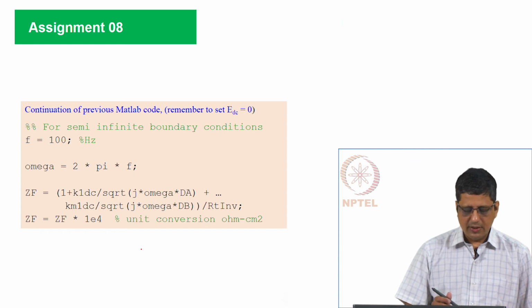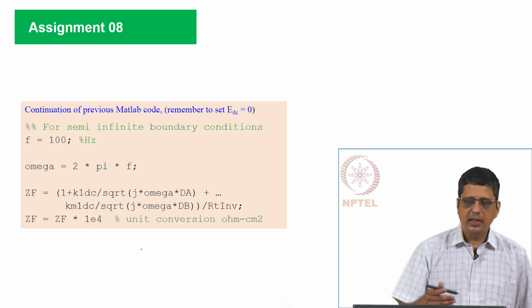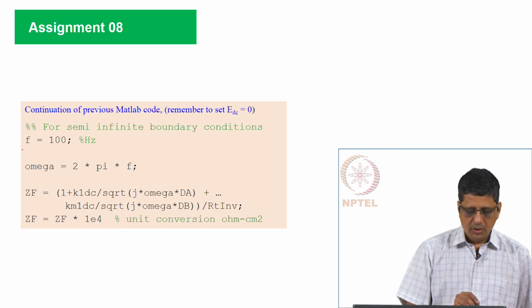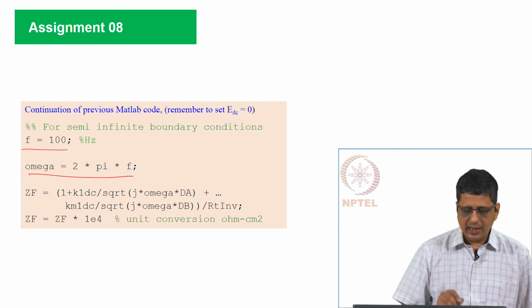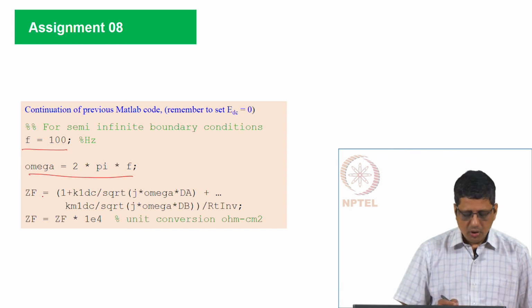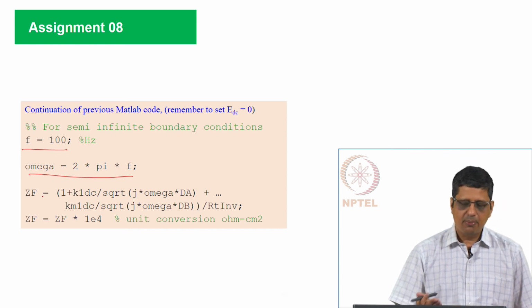So, the MATLAB code is given here. This assumes that you have copied the other relevant values from the previous code. Frequency is given, you have to first calculate omega, that is angular frequency, and then calculate the value of Faraday impedance. Once you have the Faraday impedance, calculate the real part and the imaginary part.